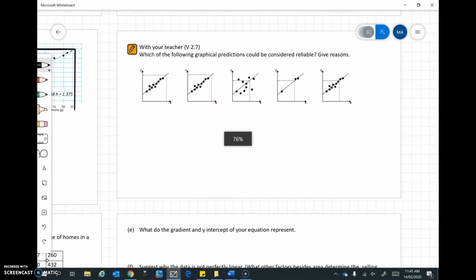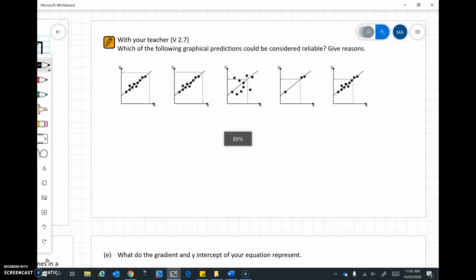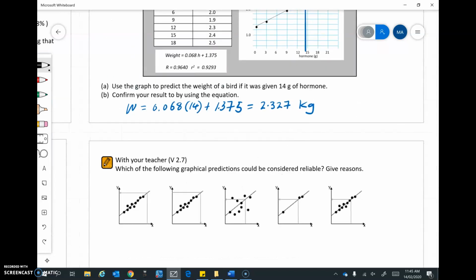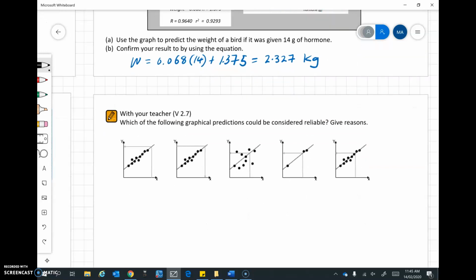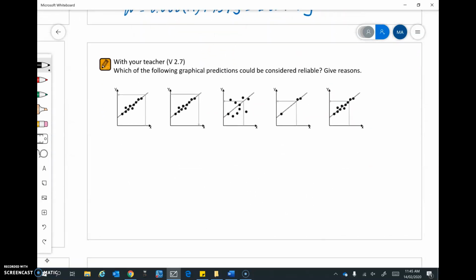So here are some predictions that are graphical. In the previous video we did both graphical and algebraic predictions. Graphical means we use the graph to estimate, whereas algebraic is using an equation by substitution. This is just to give you a picture of the predictions, but we're going to talk about the different things we look for reliability with this example.